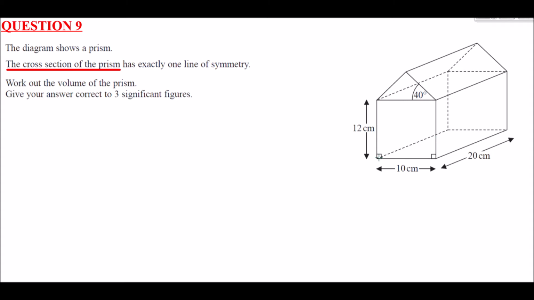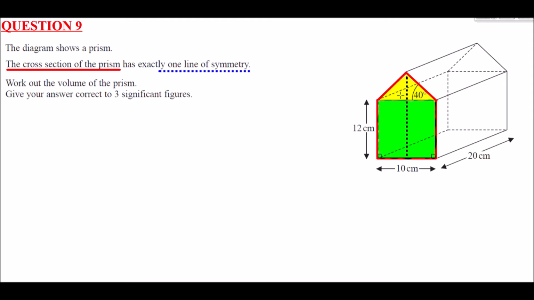So the cross section is just like the front of a house. So the cross section is all the way around this bit here. So I'm going to highlight this in red first of all. So that outline of red is the cross section. And as you can see, it's made up of a rectangle at the bottom and a triangle on the top. It's got one line of symmetry as well, which hopefully you can see is just straight down the middle.